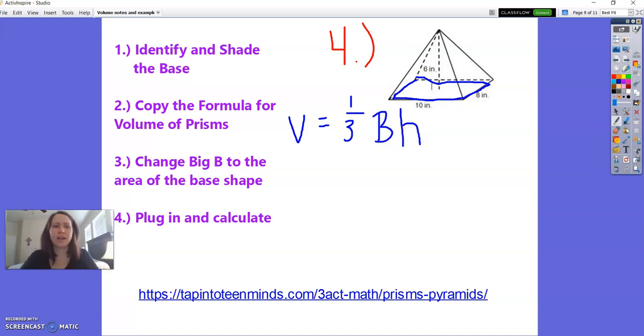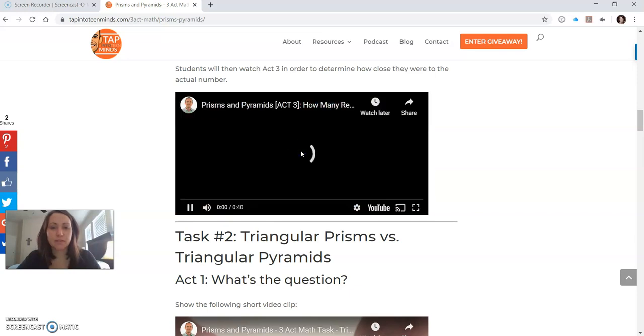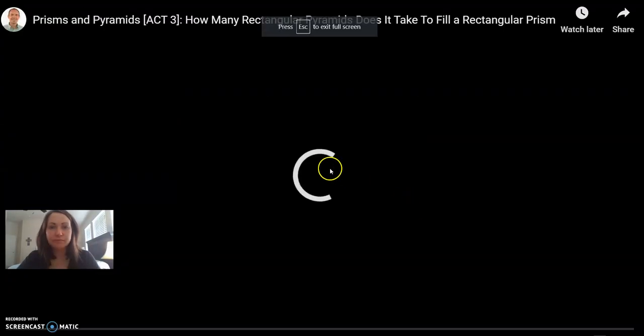You may be wondering, why is this 1/3? So I have a video I want to show you, getting meta again, videos inside videos. But I want you to see this. In this video, this is a square pyramid and it matches this cube. The base of this square pyramid has the same area as the base of this cube. So we're gonna watch this.